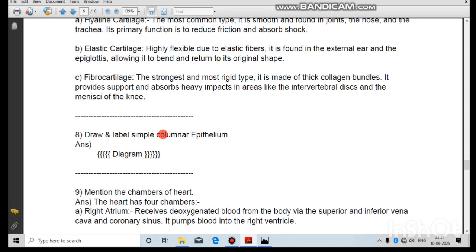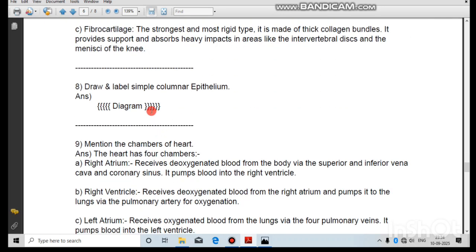Okay, the next part here: draw and label the simple columnar epithelium. Simply, you have to draw the diagram here and you have to just give the naming of it here.